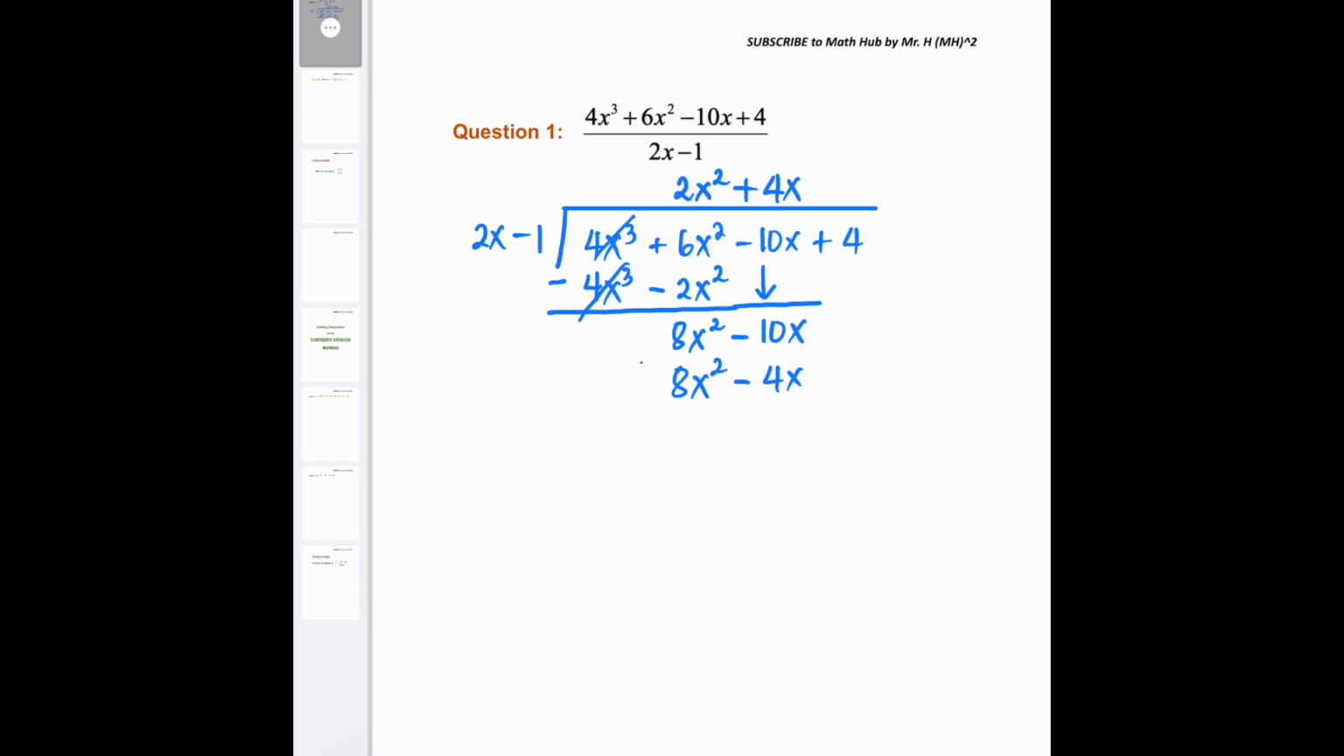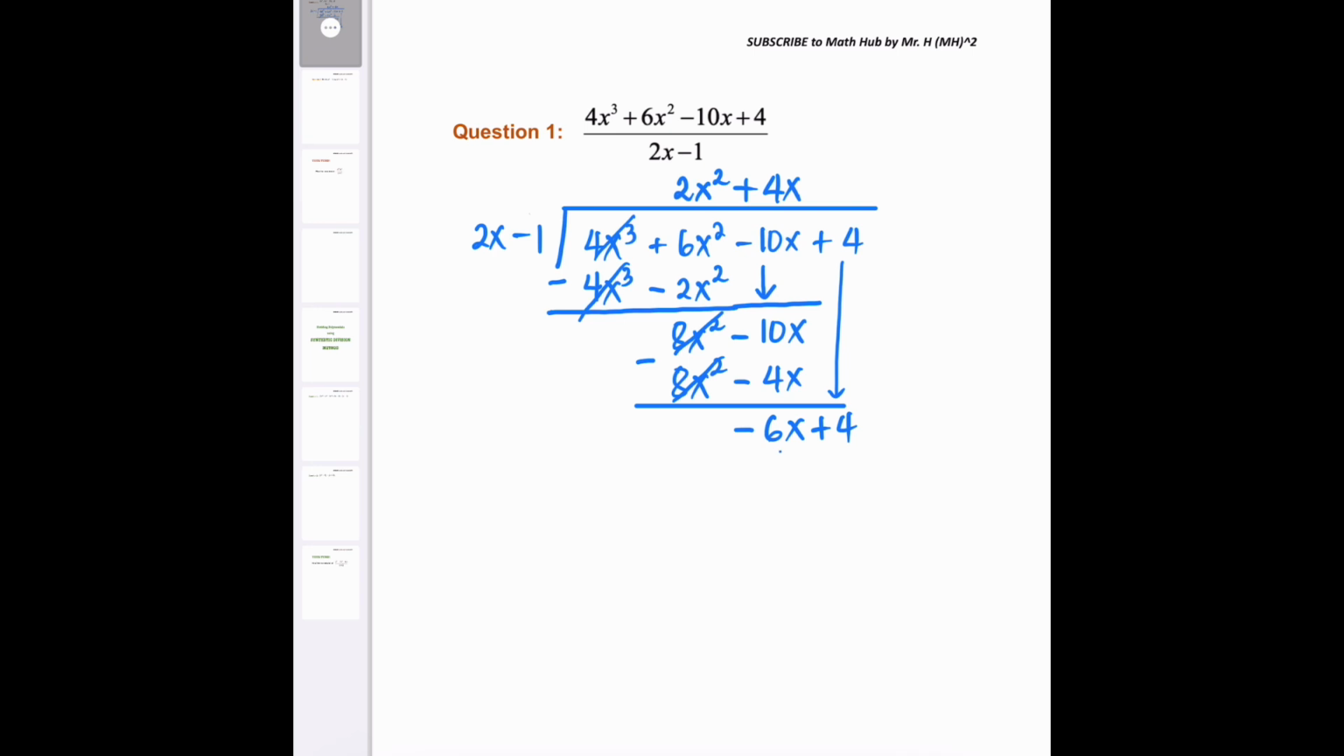We proceed with subtraction. All right, 8x squared minus 8x squared is 0. So we cancel that out. Negative 10x minus negative 4x is going to give us negative 6x. And we bring down 4. Then we are going to repeat the same process.